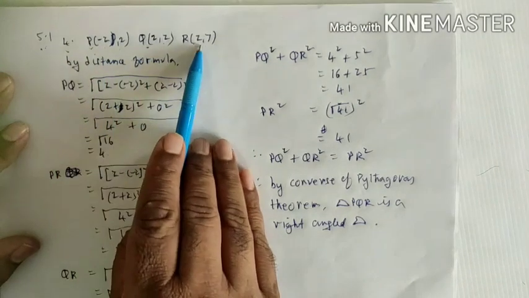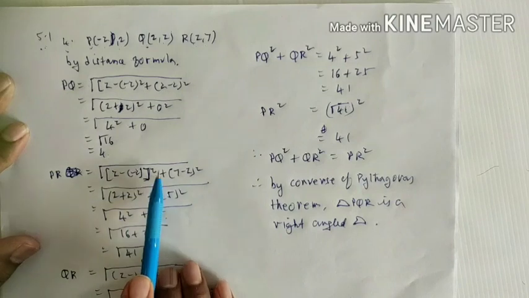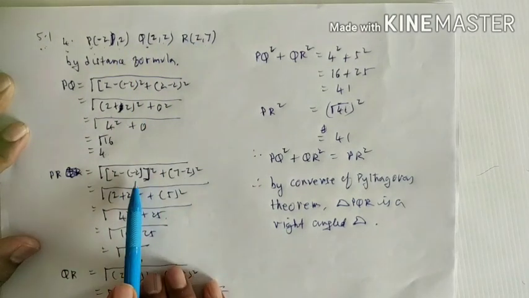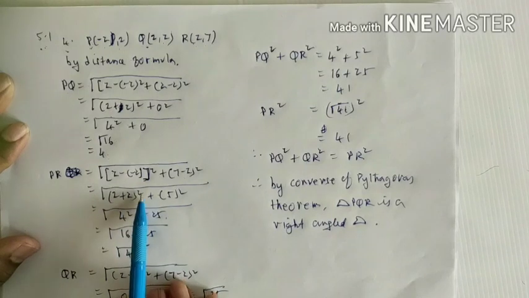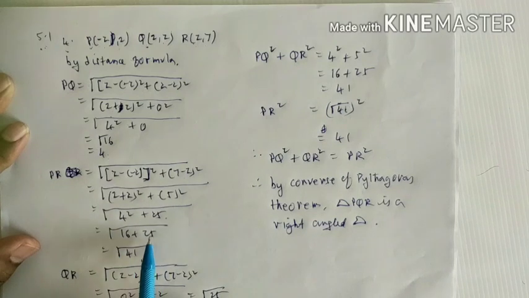Now we shall find PR. See here, for PR: (2 minus 2) square plus (7 minus 2) square. 2 minus 2 means it will become 2 plus 2 square. 7 minus 2 square will become 5 square. That is root of 4 square plus 25, that is root of 16 plus 25, that is root of 41.